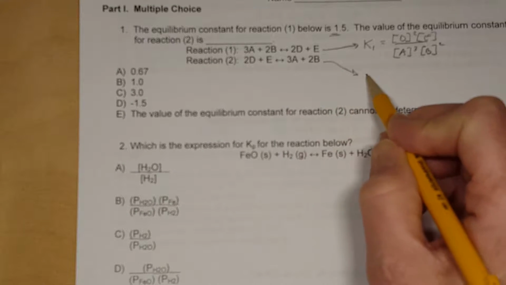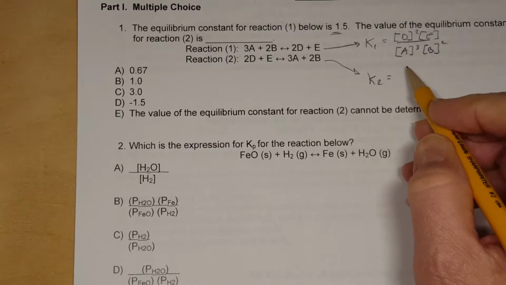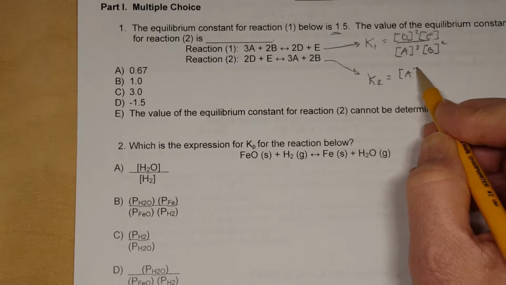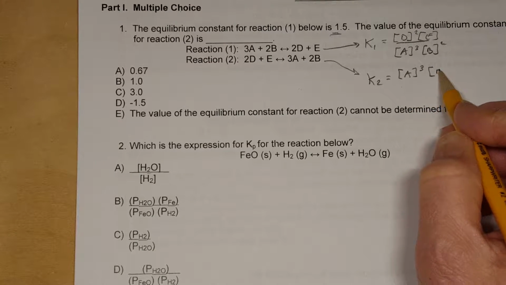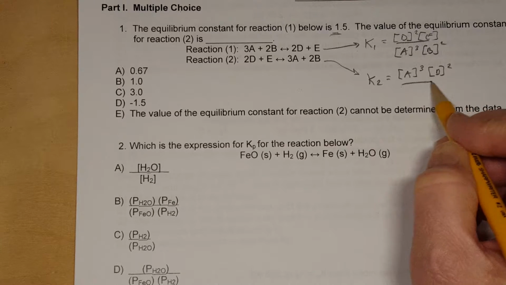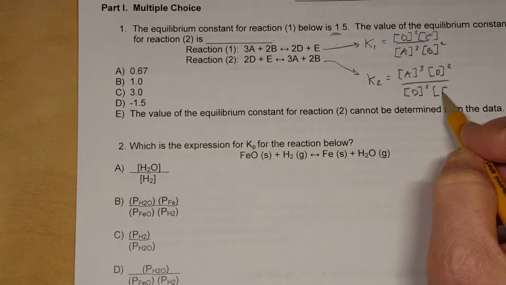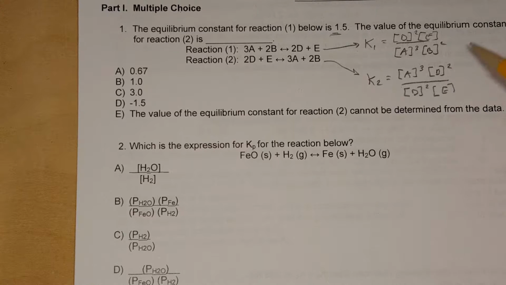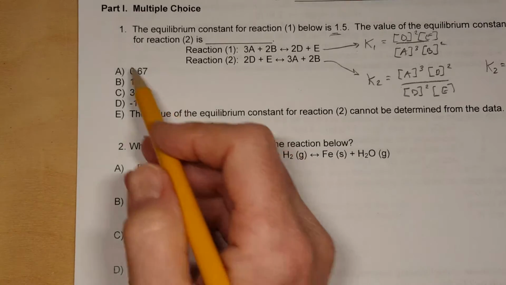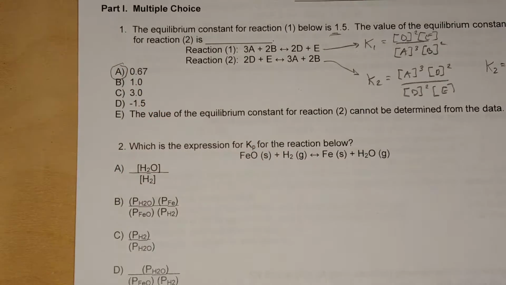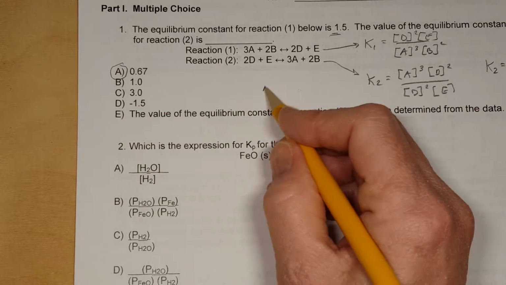Now let's look at this one. K2 is equal to the concentration of A cubed, concentration of B squared, over the concentration of D squared, concentration of E. If you look at these two, K2 is just the reciprocal of K1. So 1 over 1.5, and that's going to be 0.67. So the answer would have been A.